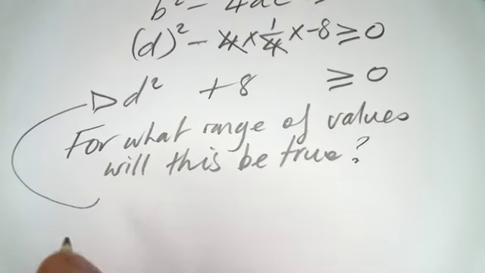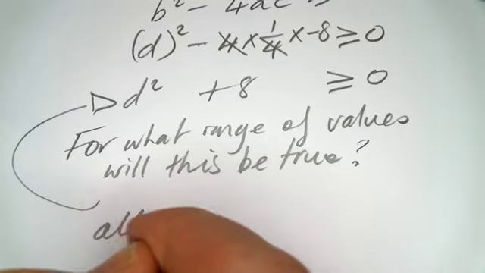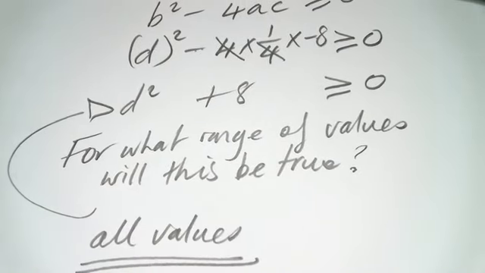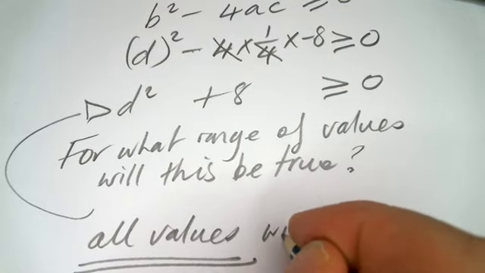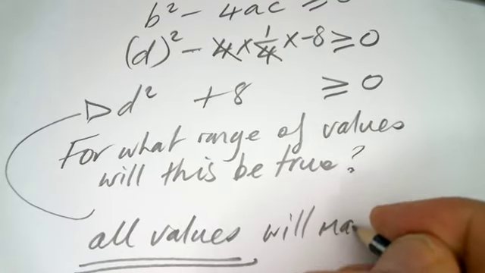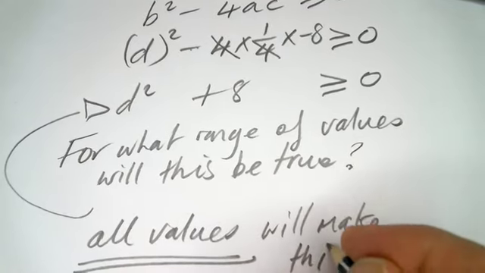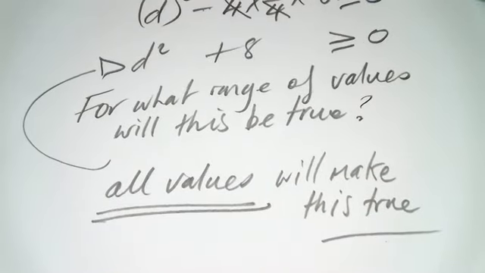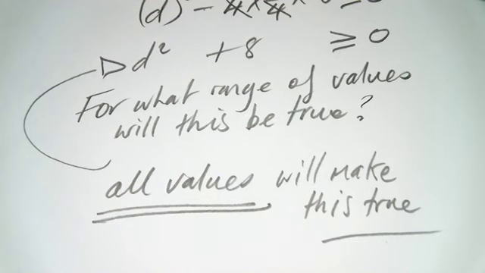So the answer is all values will make this true. And that is the answer. All values. There's no value which I can put into d that will make it untrue. So therefore, all values will make this true, or will keep this as being true. And that's the answer.